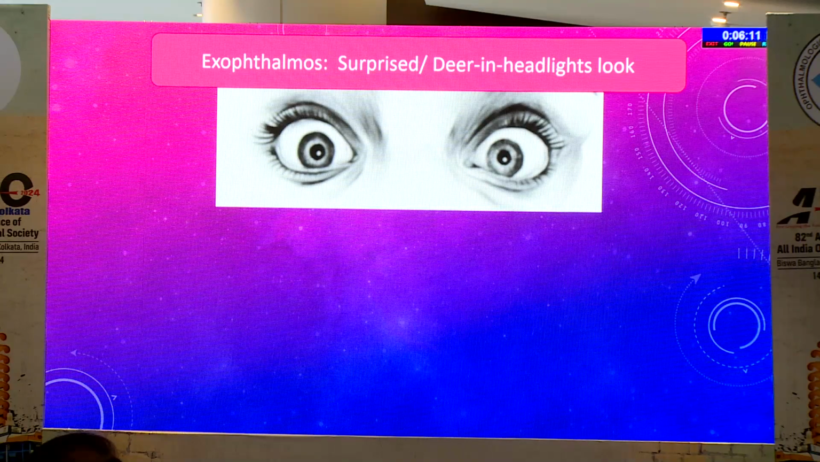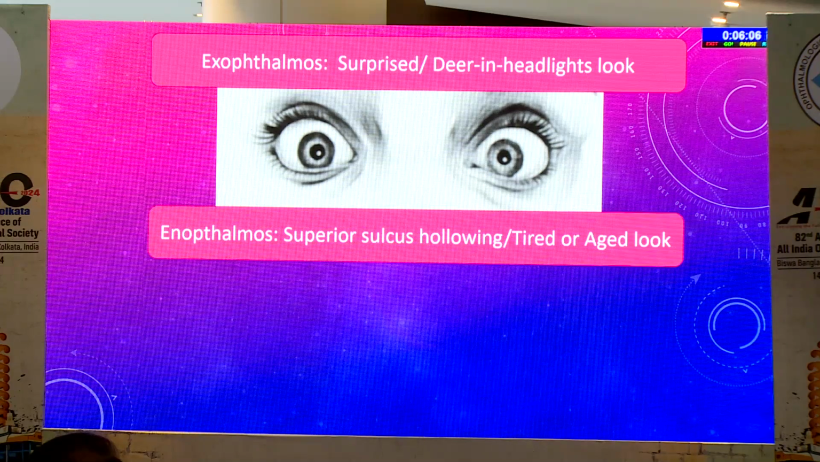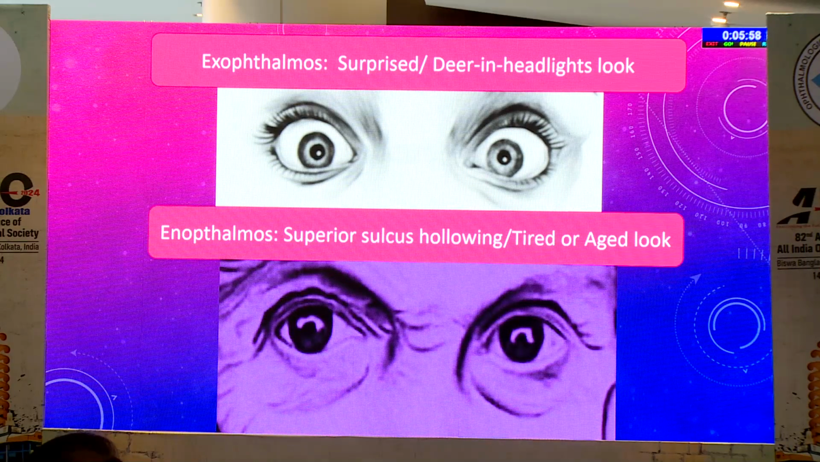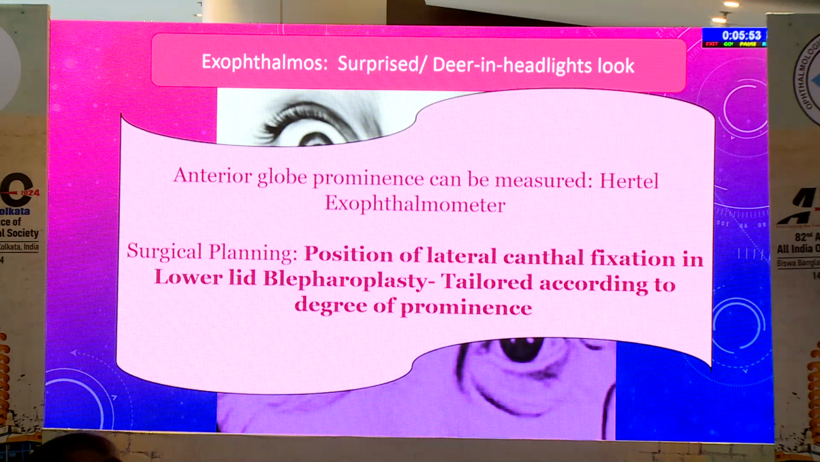Now, the two things that you need to evaluate in the pre-aesthetic treatment evaluation are exophthalmos, which needs to be ruled out, whether as a part of thyroid eye disease or due to any previous aesthetic procedures that the patient has undergone, and enophthalmos, specifically superior sulcus hollowing, which is a sign of a tired or aged look. We can measure the anterior globe prominence using the Hertel's exophthalmometer. How does this factor into surgical planning? In patients with exophthalmos, the position of the lateral canthal fixation in case of lower eyelid blepharoplasty possibly requires a higher placement and needs to be tailored according to the degree of the prominence.